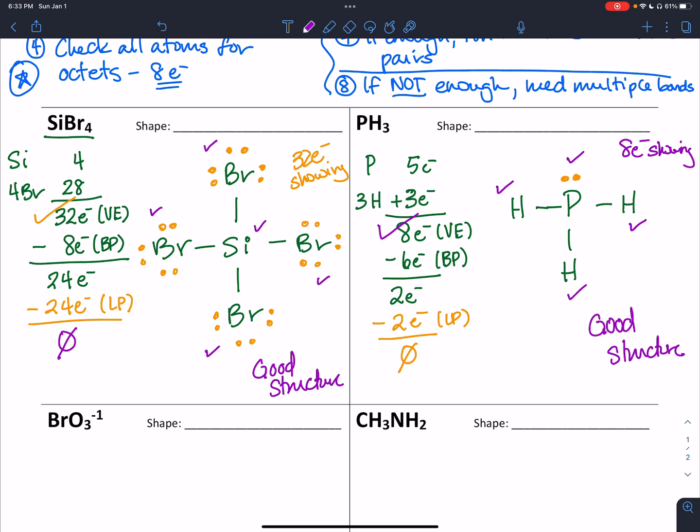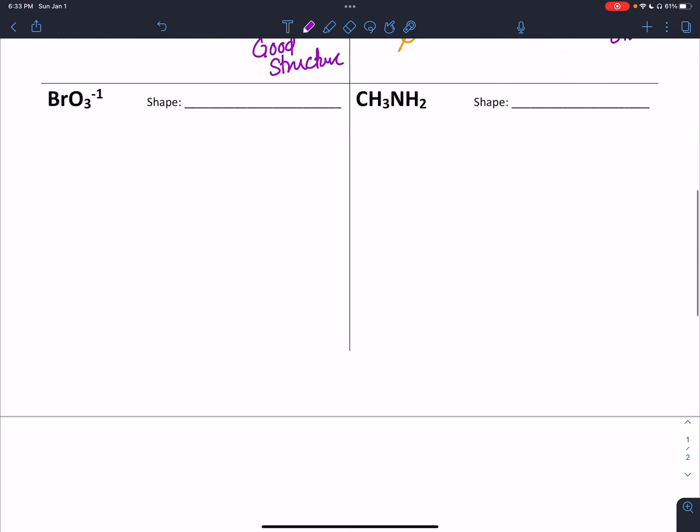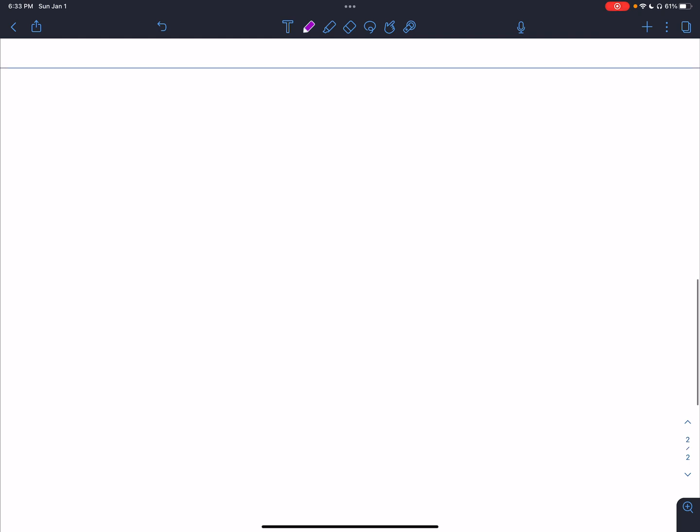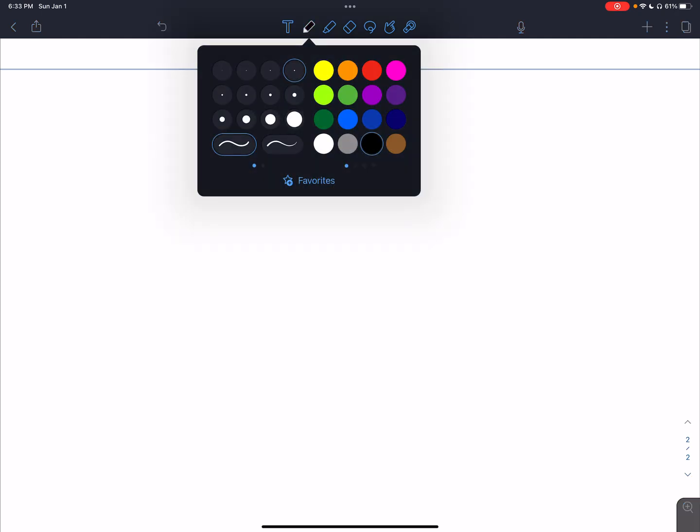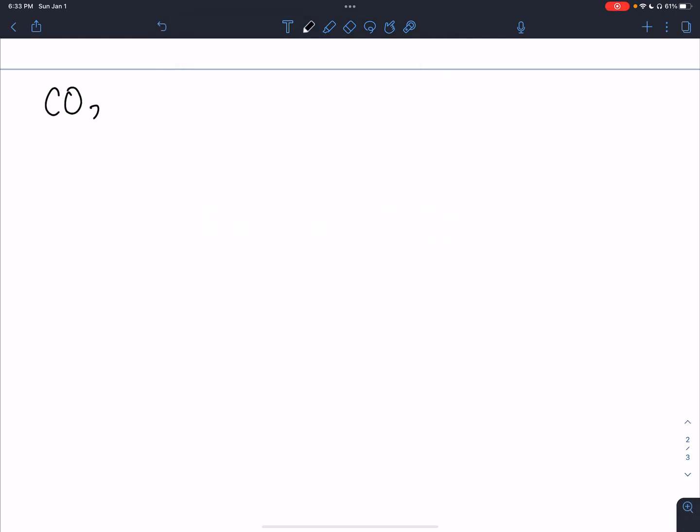Now you might ask, well, what does it look like when we do not have enough electrons? For that, I'm going to go down below. I didn't put one of these in. Sorry about that. I'm going to use the classic molecule for this, which is CO2. So we're going to do CO2's Lewis structure down here.